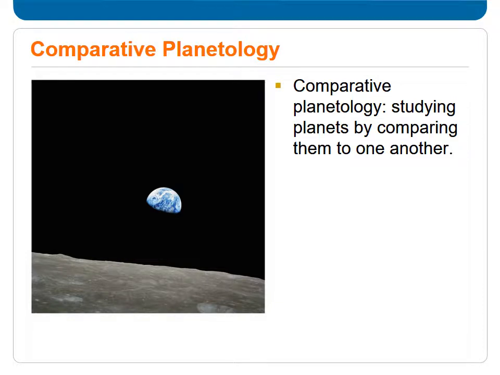Comparative planetology is the systematic study of the similarities and differences among planets, with the goal of obtaining deeper insight into how the solar system formed and has evolved in time.